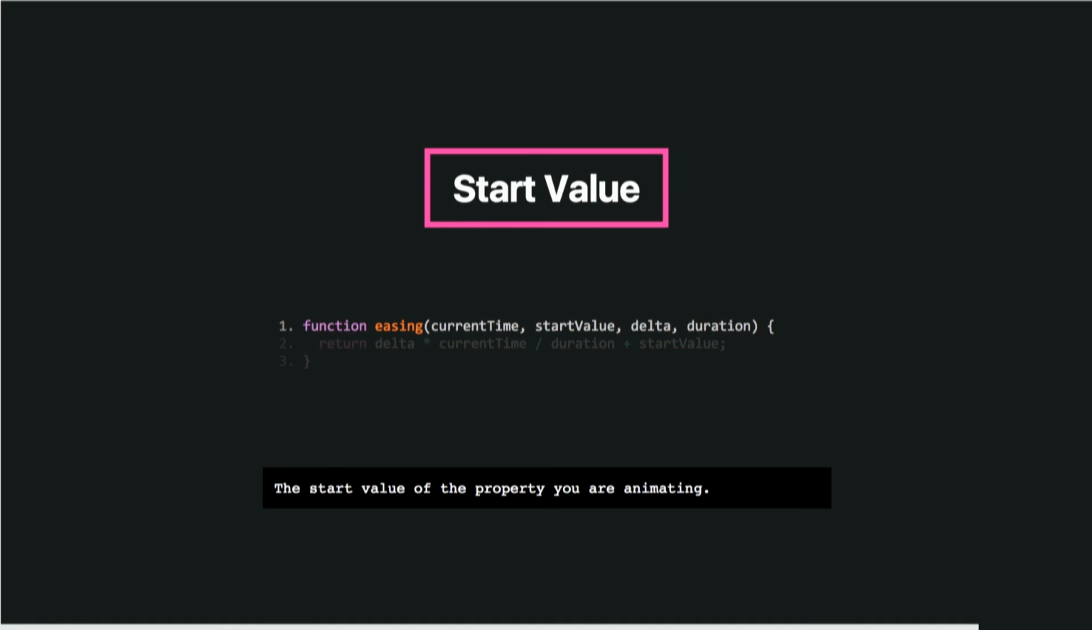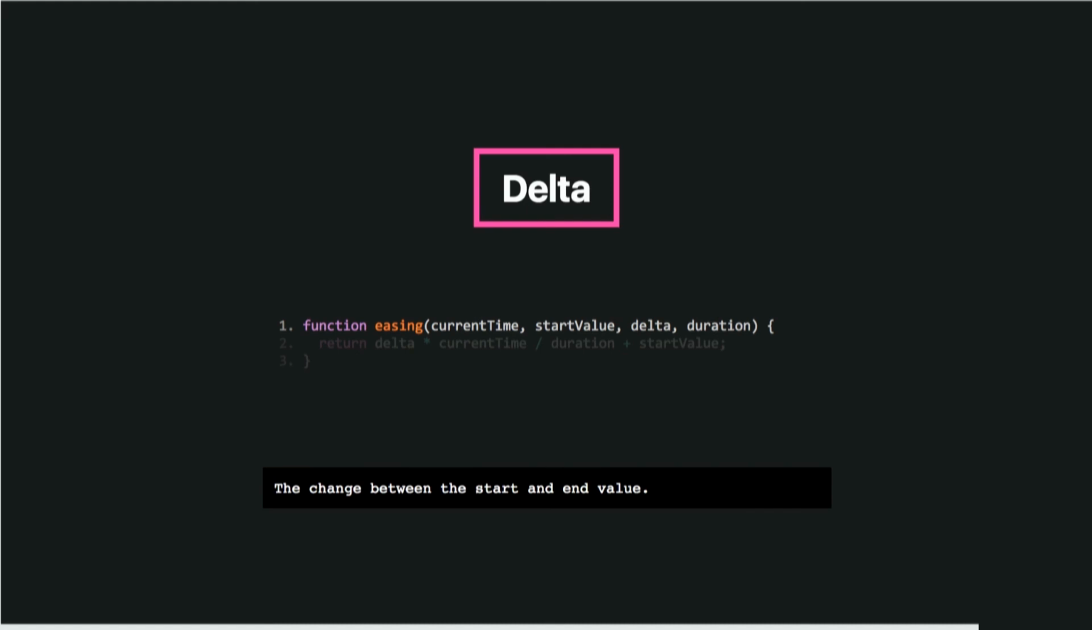The second argument that's passed in is the start value. So this is the start value of the property that you're animating. The third is delta, which is the change between the start value and the end value of the property that you're animating. And then finally, the duration, the total duration of the animation or the tween or the transition that you're generating.